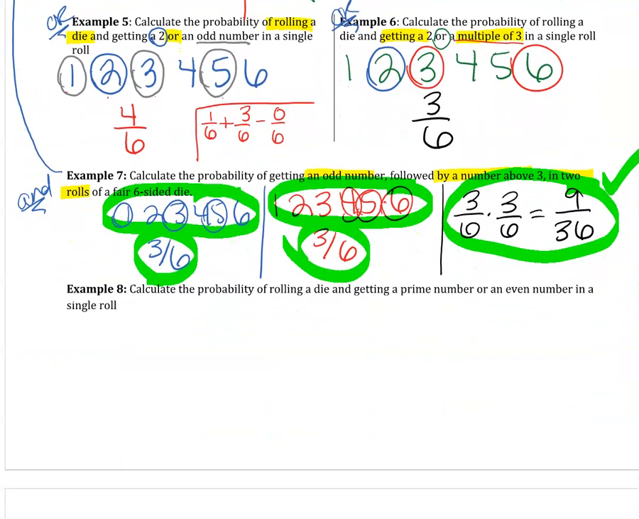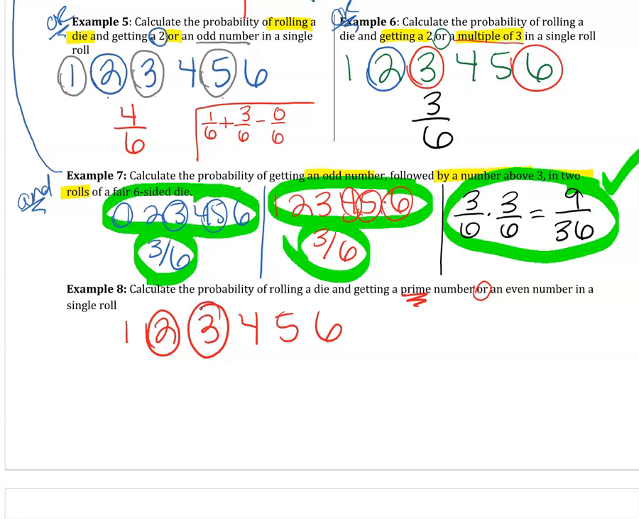All right, last example on this page. Calculate the probability of rolling a die and getting a prime number or an even number in a single roll. Now, prime numbers are numbers whose factors are only 1 and themselves. So for prime numbers, 1, 2, 3, 4, 5, 6. By definition, it's a number greater than 1 whose factors are only 1 and itself. So for instance, 2 is a prime number because its only factors are 1 and 2. 3 is prime because its only factors are 1 and 3.